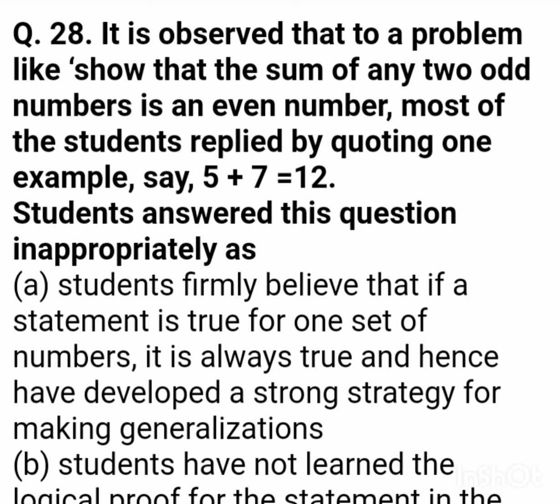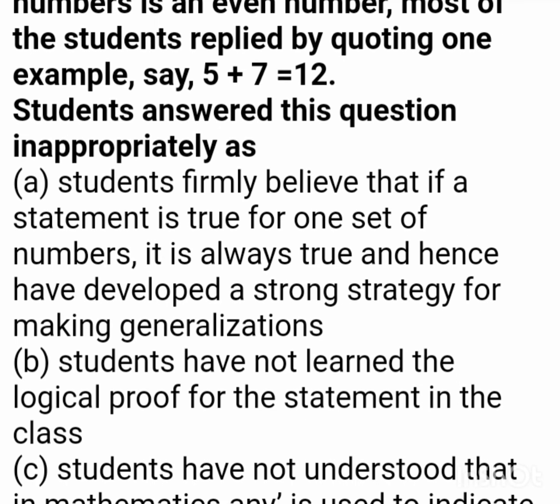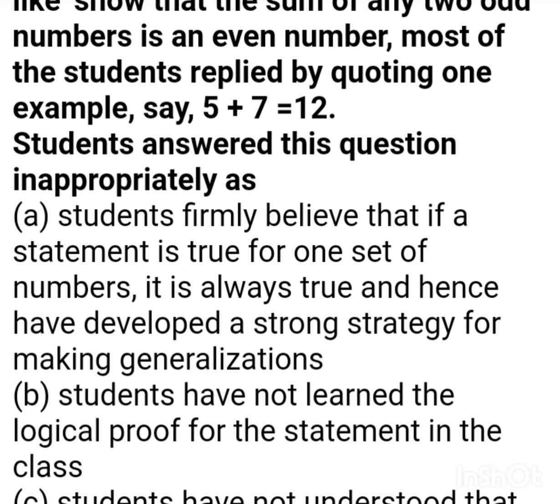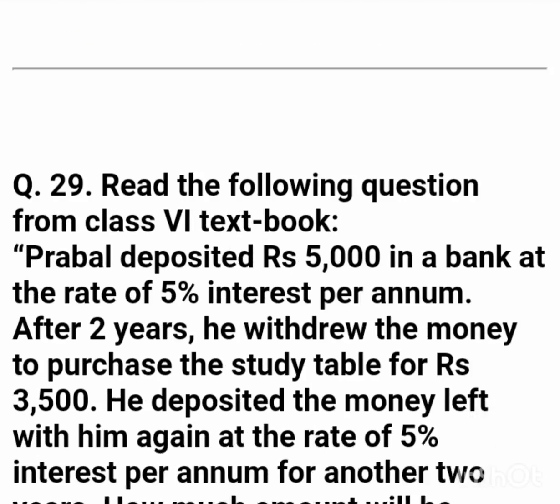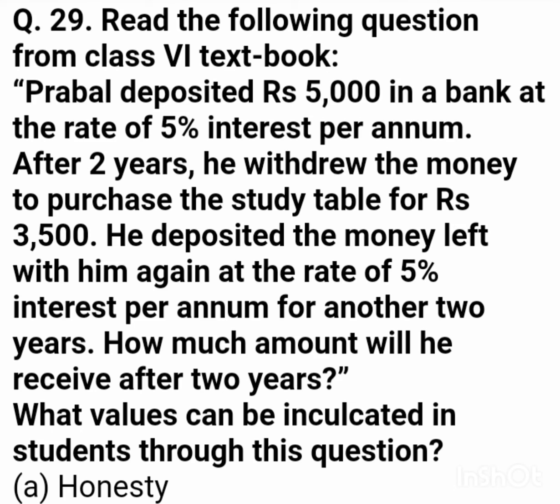Question 28. It is observed that to a problem like show that the sum of any two odd numbers is an even number, most of the students replied by quoting one example, say 5 plus 7 equal to 12. Students answered these questions inappropriately as, answer is, students have not learned the logical proof for the statement in the class.